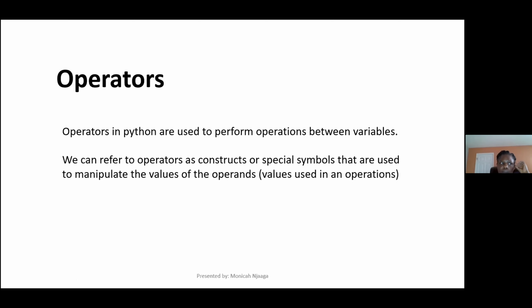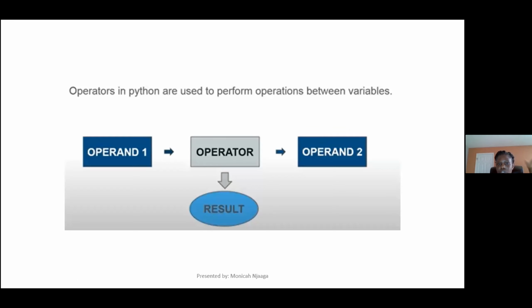Just to give you a more pictorial view of what exactly that means: on the left side, you have an operand, then you have an operator, and on the right side, you have operand number 2. Once you use those, you get a result. For example, if you put your value of operand 1 as 2, and your value of operand 2 as 5, and then you put the operator plus, it will give you a result of 2 plus 5, which is 7. And we'll see that in more detail.